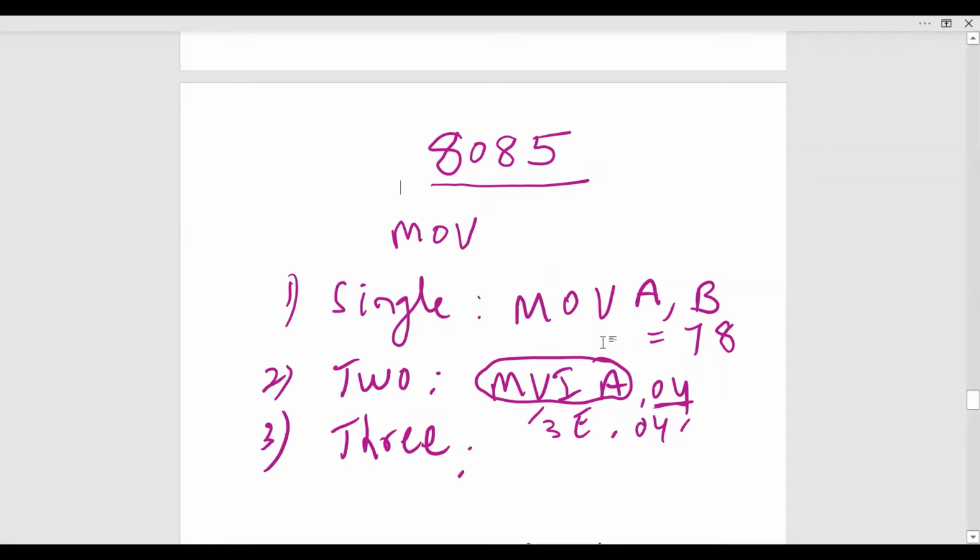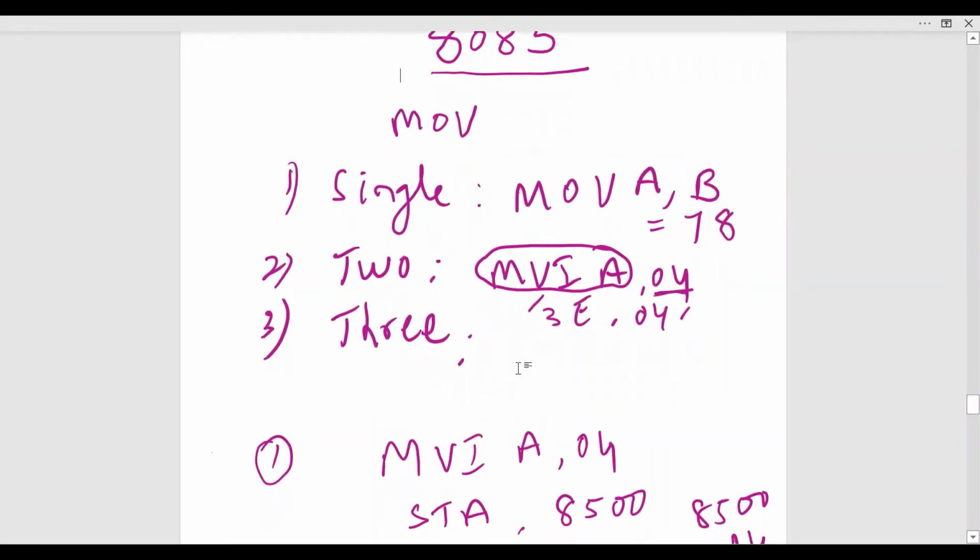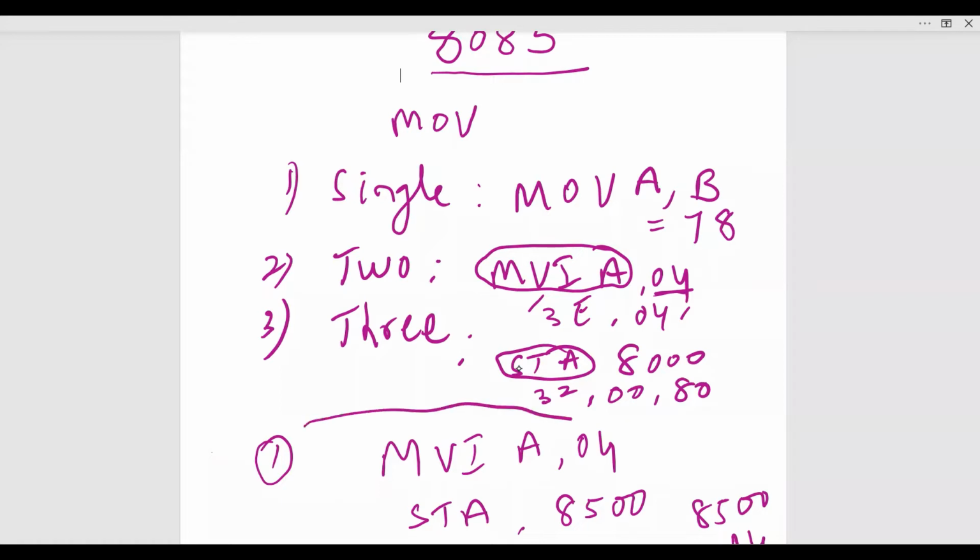Next are the 3-byte instructions. 3-byte instructions are those instructions which contain the opcode as well as the address of the memory location where the data is available. Example, STA 8000. STA is the instruction that stores the contents of the accumulator to the memory location 8000. STA has the opcode 32, and then the address is always given with the lower address considered as the second byte, and the higher address given as the third byte. So this is a 3-byte instruction.